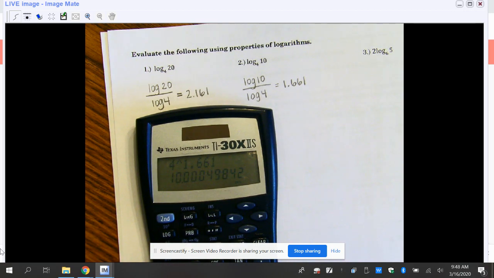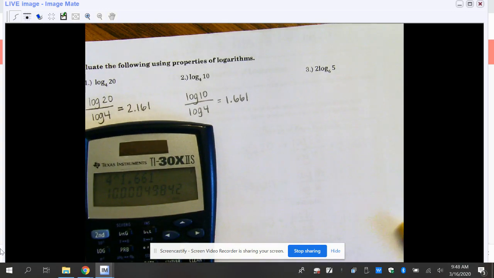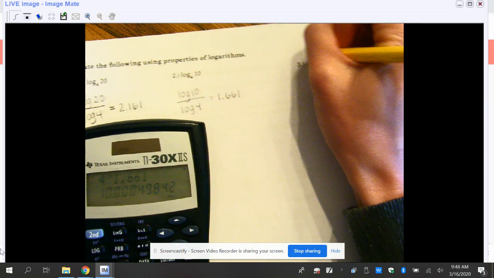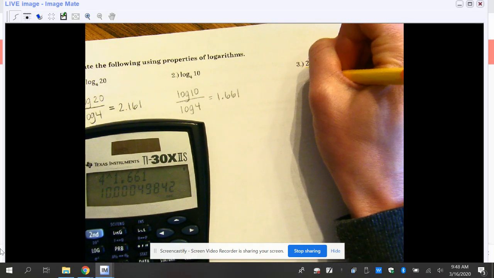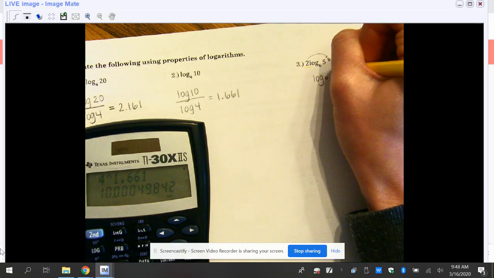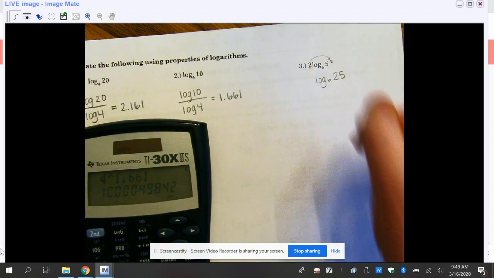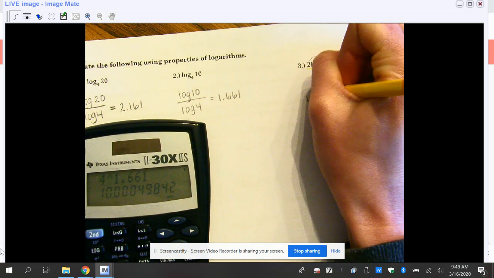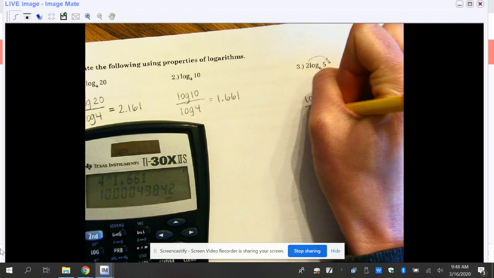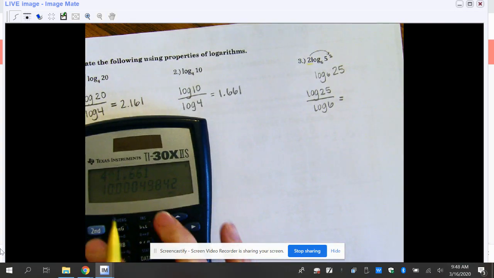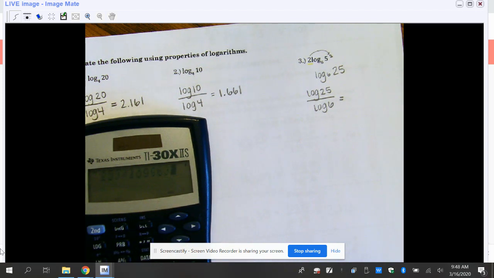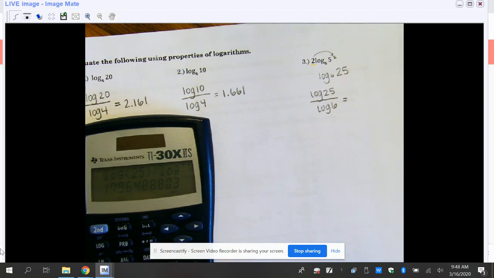All right, in this one though, I see this 2 out front first. So before I can do the change of base, I want to put that back. So that's going to become my exponent. So that's really log base 6 of 25. And so now I can't do 6 to a power and get 25. So I'm going to take the ratio of the log of 25 divided by the log of 6. And I get about 1.796.